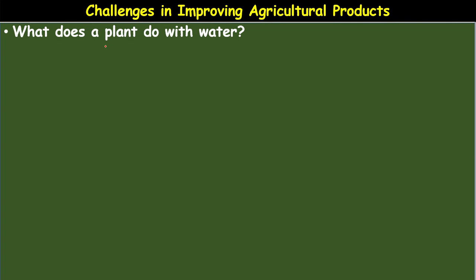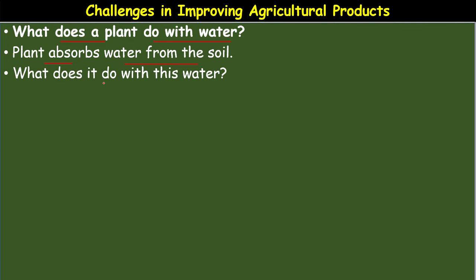So, what does a plant do with water? The plant absorbs water from the soil. What does it do with this water? Actually, the water which is absorbed by the plants is not simply plain water. The mineral water, the water which is mixed with the mineral salts present in the soil, that water is absorbed by the plants through roots.